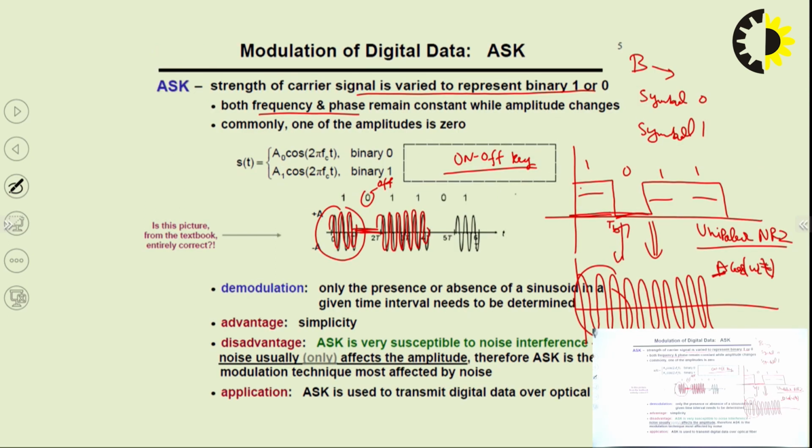Now, for demodulation, only the presence or absence of the sinusoid in a given time interval needs to be determined. Advantage of ASK: simplicity. ASK is very susceptible to noise interference, which is a disadvantage. ASK is used to transmit digital data over optical fiber.